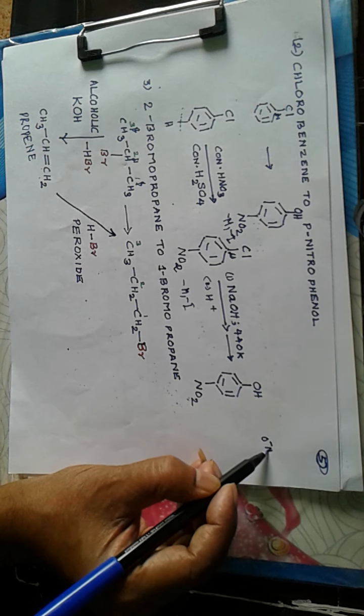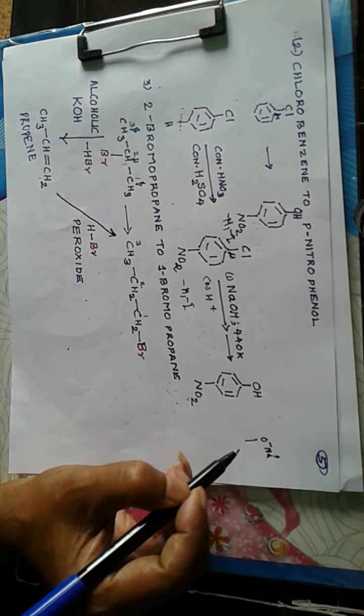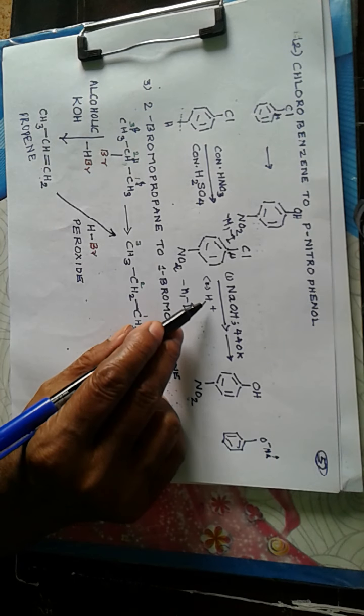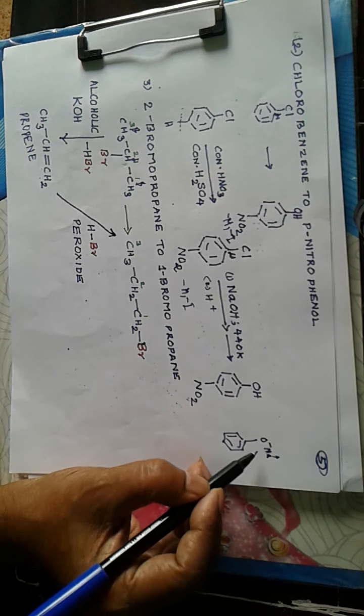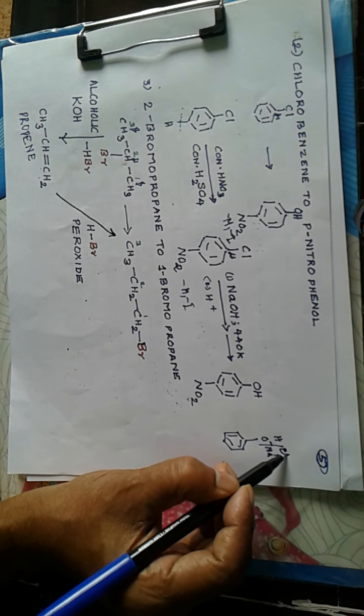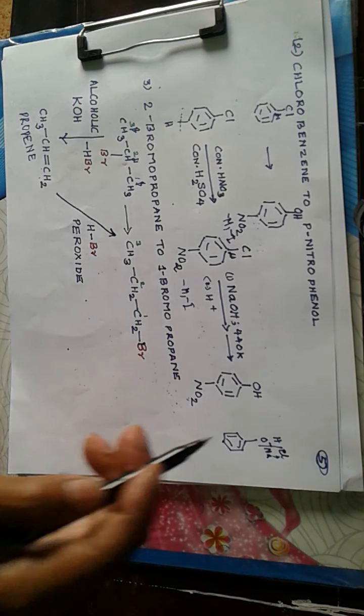O minus Na positive, which can react further with the acid. So a second step is written, H positive. Then we get HCl as the acid, and free phenol. So that is the second step during the reaction process.